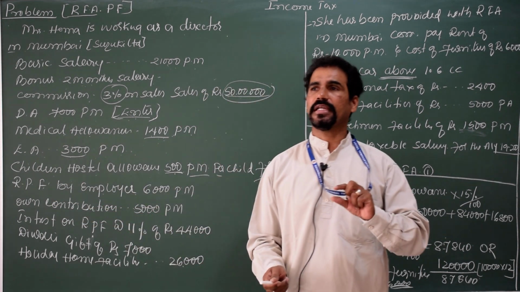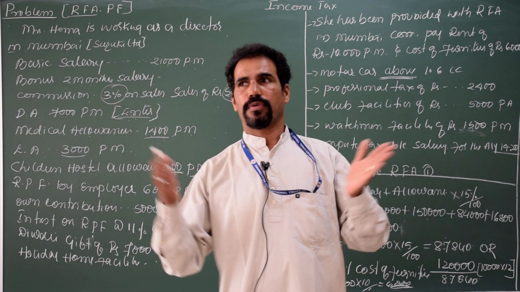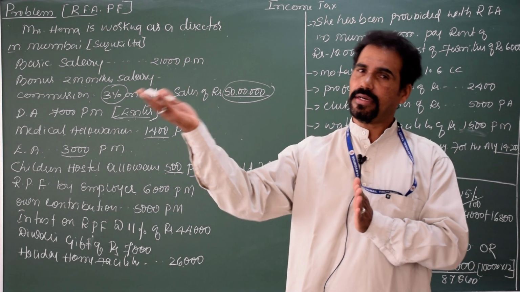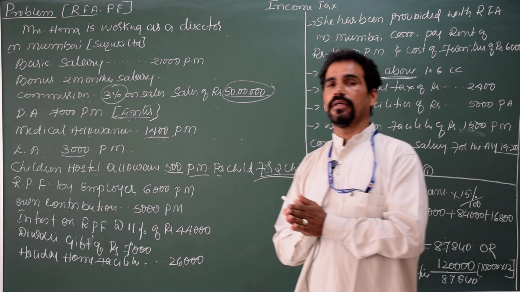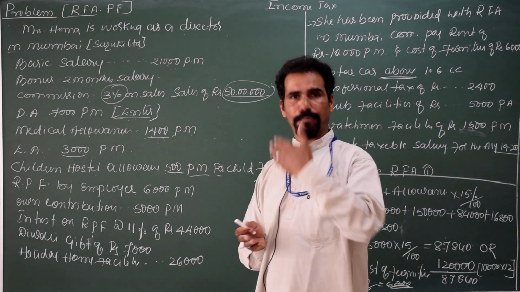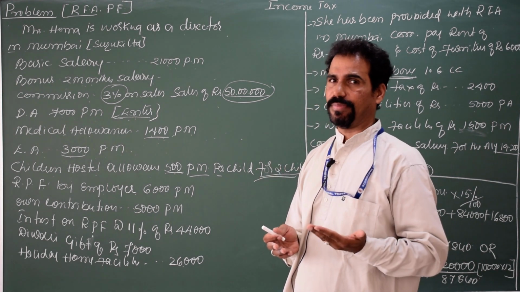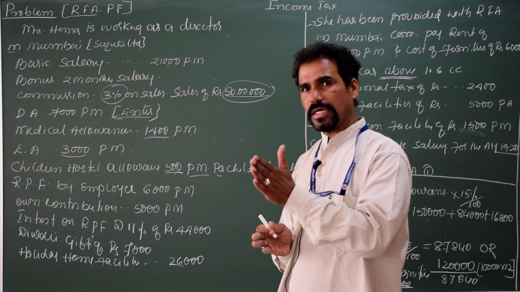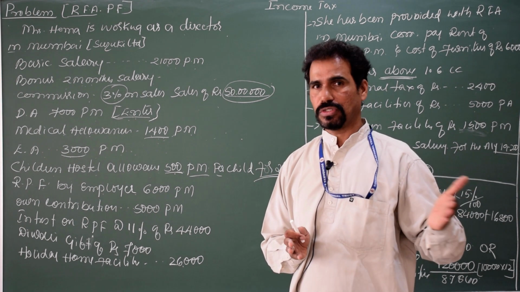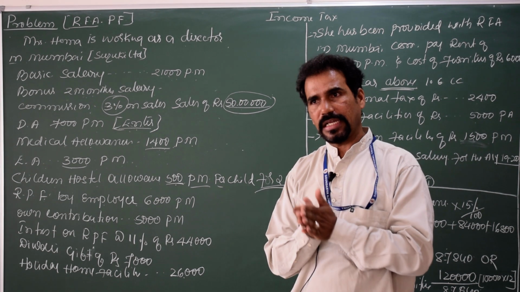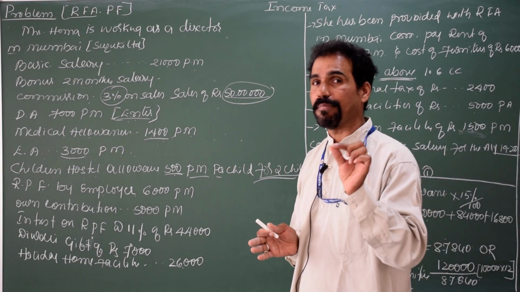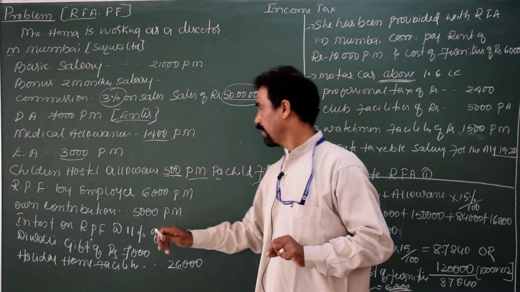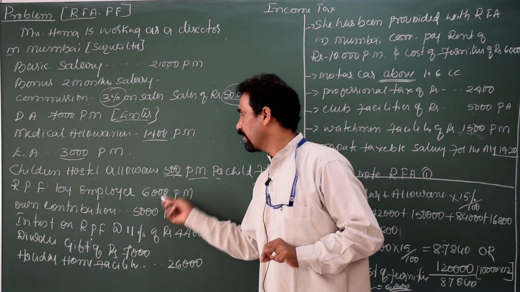Normally, recognized provident fund (RPF) is contributed by both persons, the employer and the employee. When RPF is contributed by the employer, that part is taxable, but not the employee's contribution, because the employee contribution is part of the salary. It is deducted from the salary, so the employee contribution is not taxable, only the employer's. You already know these rules.